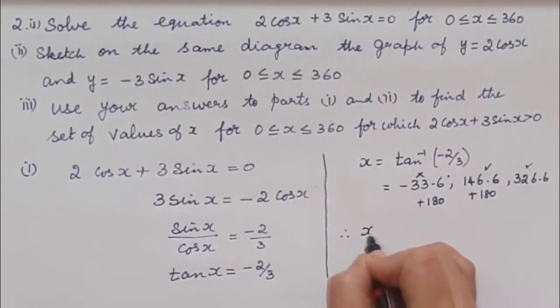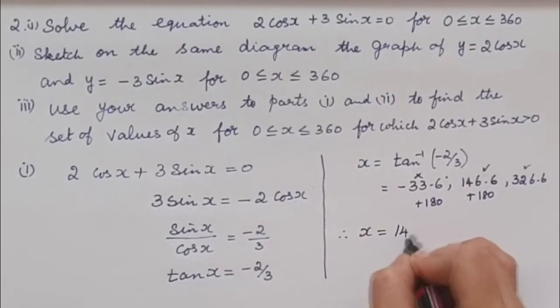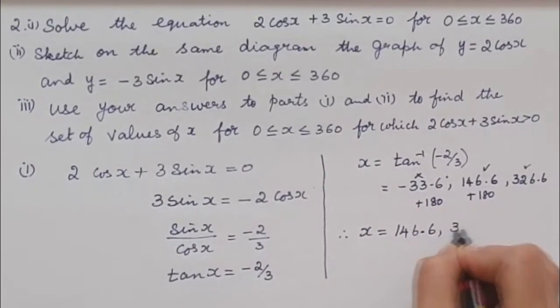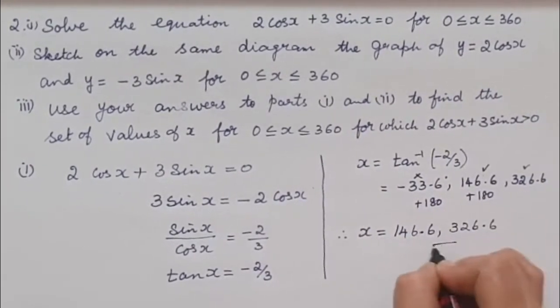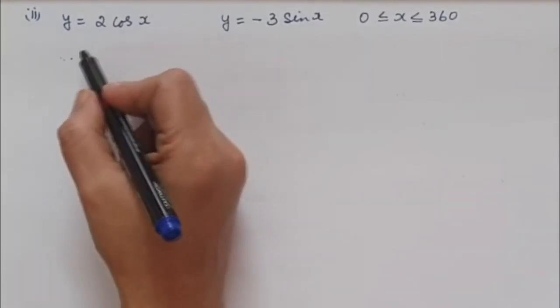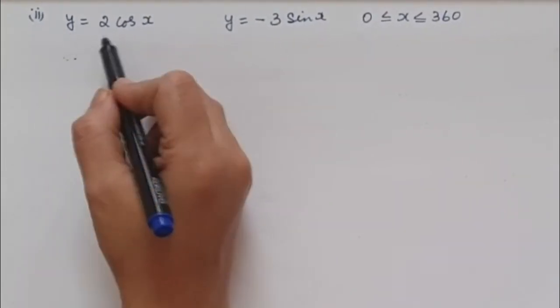Therefore, the values of x in the interval are 146.6 and 326.6. Now in our second part of the question, we need to draw the graph of y equal to 2 cos x and y equal to minus 3 sin x on the same set of axes for the interval 0 to 360.